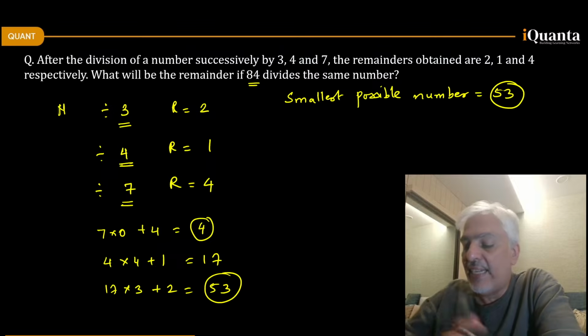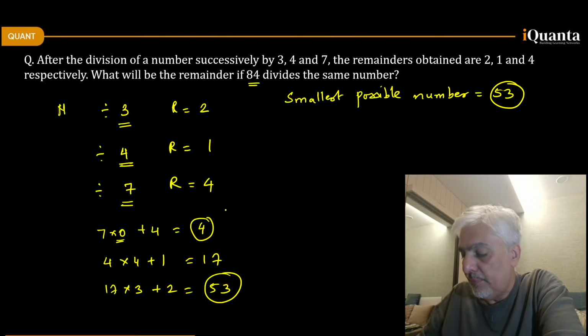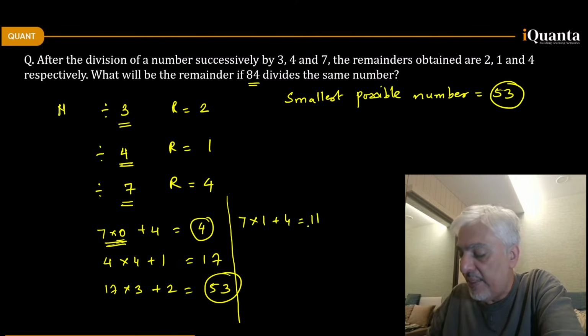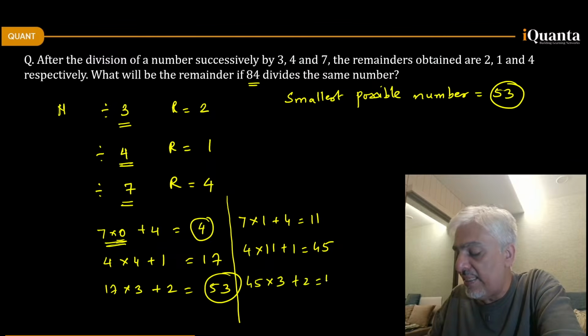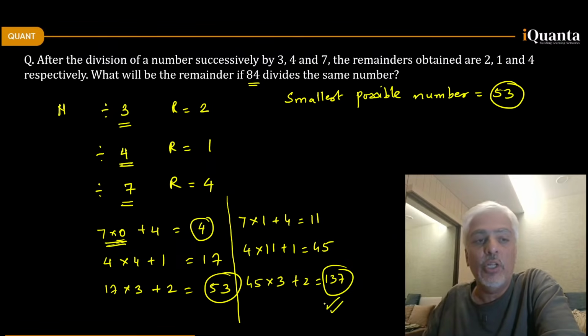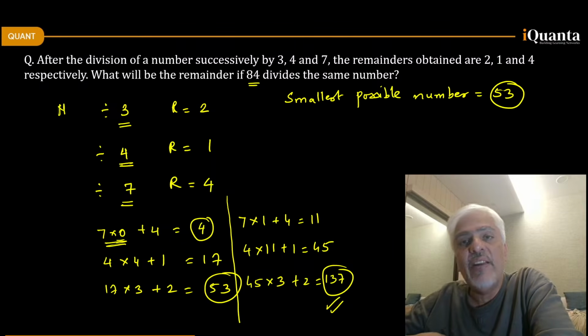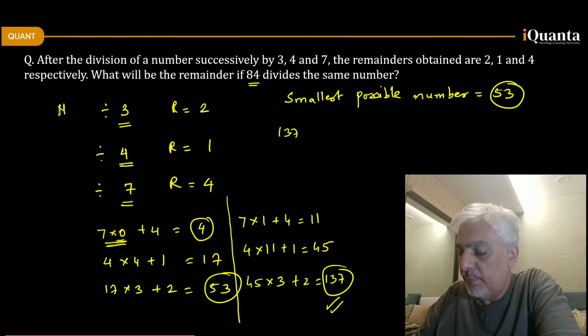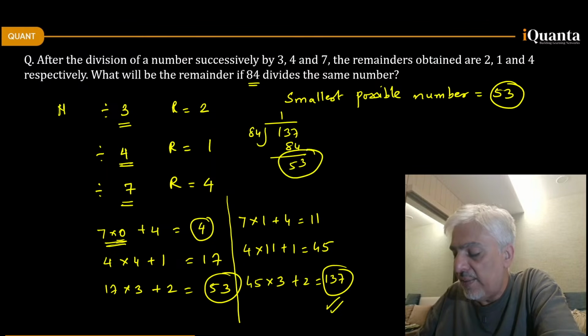I just want you to understand that if you don't take 0 also, the answer will still come. So just explaining on the side, if you took 1 by mistake, it will be 7 ones are 7 plus 4, which will come 11. 4 into 11, 44 plus 1, 45. 45 into 3, 135 plus 2, 137. Then you still will get the answer. If you do this by mistake, not that it is wrong, 137 divided by 84. 84 ones are 84. Remainder is still 53.